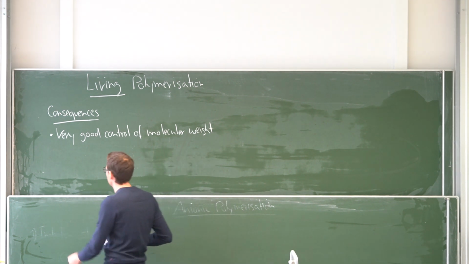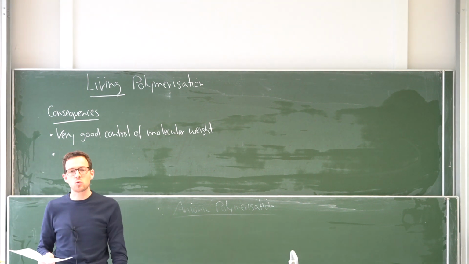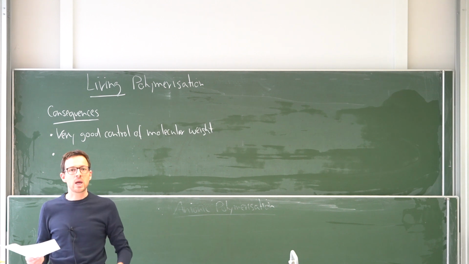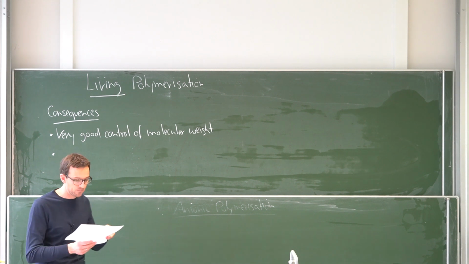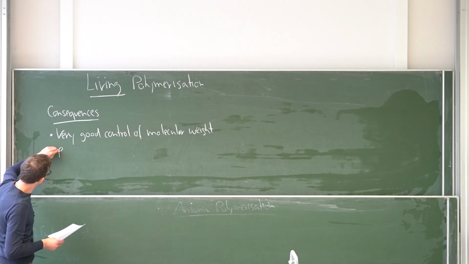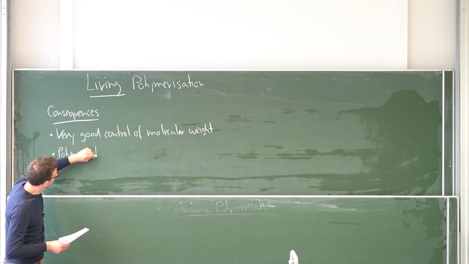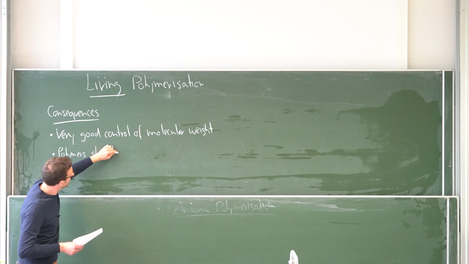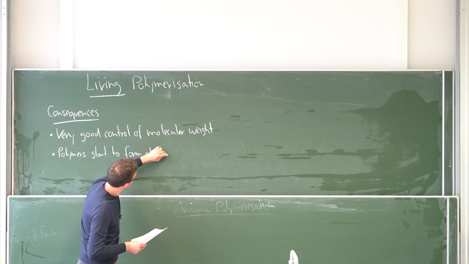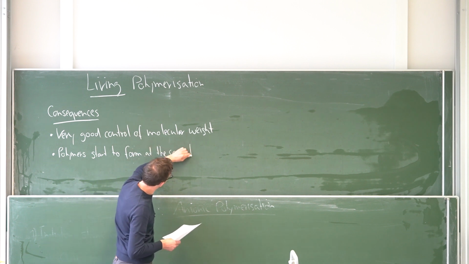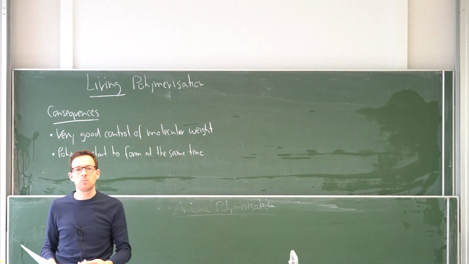Secondly, our initiator is very reactive. So it will start as soon as we inject this butyllithium into our reaction mixture, it will start to polymerize. That means that the polymerization starts at the same time. Polymers start to form at the same time. And since they don't die, they continue to grow as long as we feed them monomers.